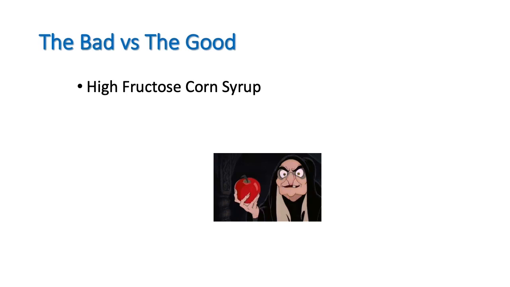So what is it? Table sugar actually consists of a fructose molecule bonded to a glucose molecule in a 50-50 ratio, so 50% fructose to 50% glucose. High fructose corn syrup, on the other hand, consists of 55% fructose to 45% glucose. And these two molecules are not chemically bonded to each other. What this means is when you ingest the high fructose corn syrup and it gets into your small intestine, you don't have to chemically break it down. So it's absorbed very quickly into your blood.